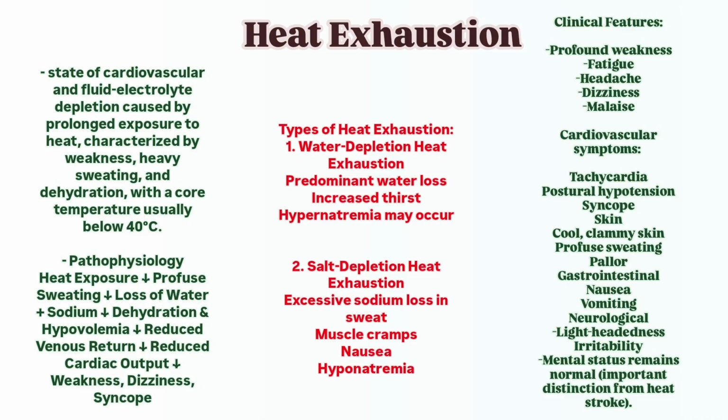Now, if we discuss the types of heat exhaustion, there are two types. In water depletion heat exhaustion, there is predominant water loss, increased thirst, and hypernatremia may occur. Then salt depletion heat exhaustion means there is excessive sodium loss in the sweat. So this leads to muscle cramps, nausea, and hyponatremia.